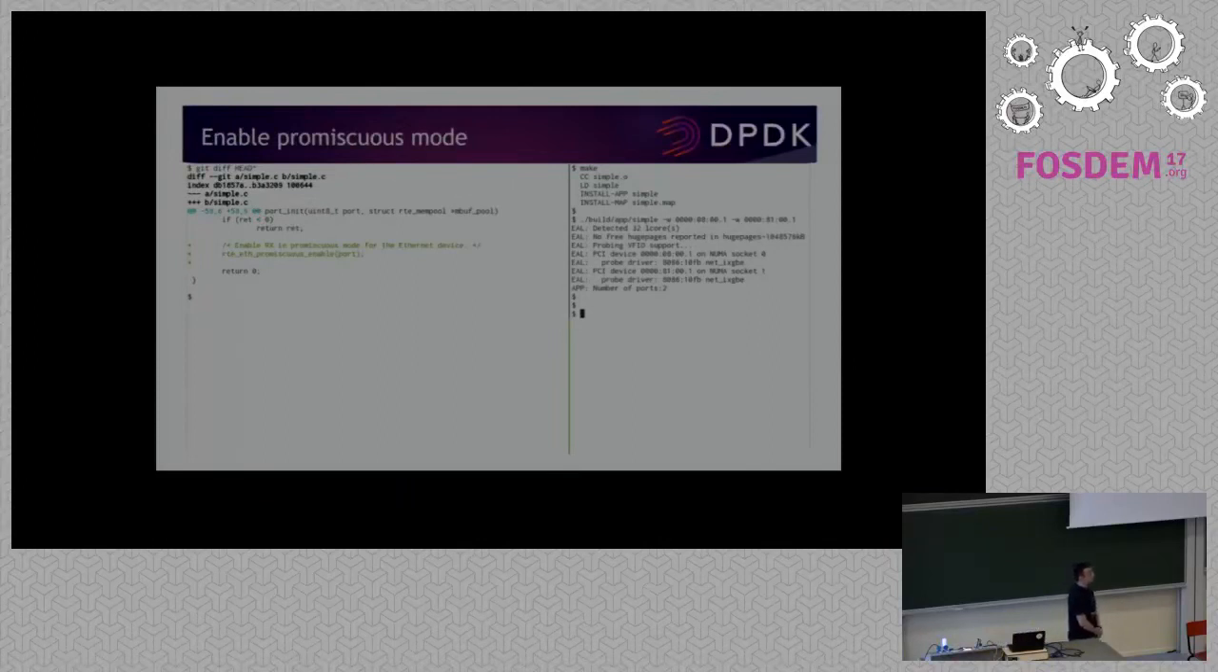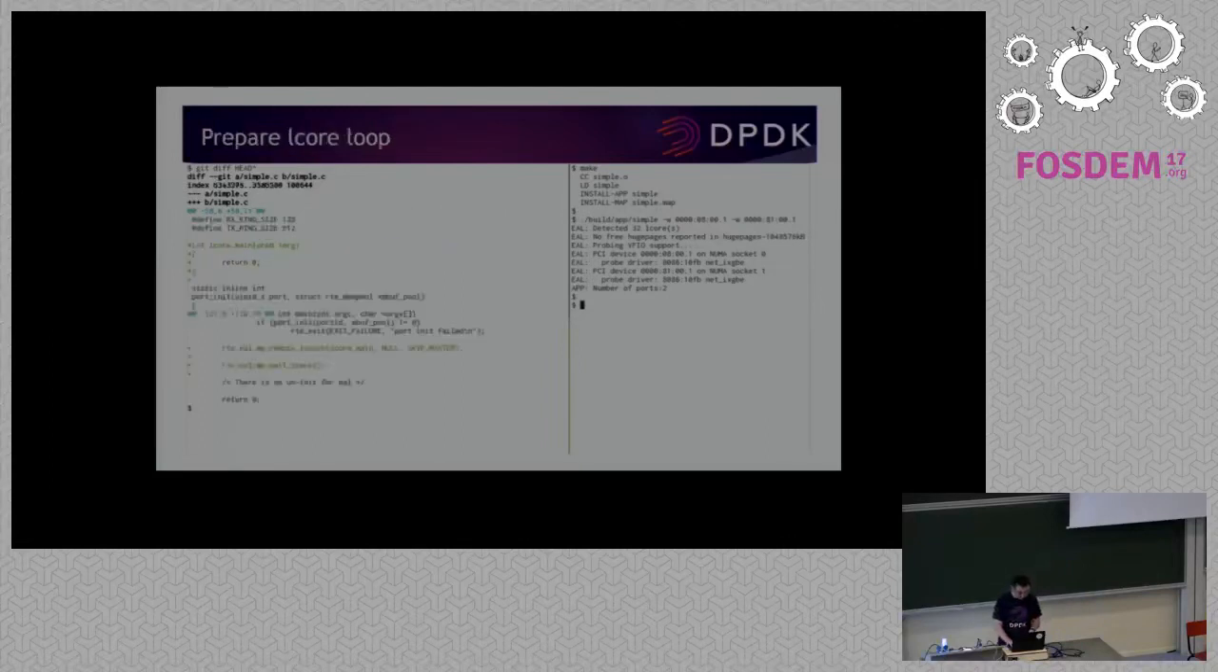Next step, we are enabling promiscuous mode of the NIC. That's mainly to show there is a set of APIs that you can use to configure network cards. This is just a sample, but we have lots of them.